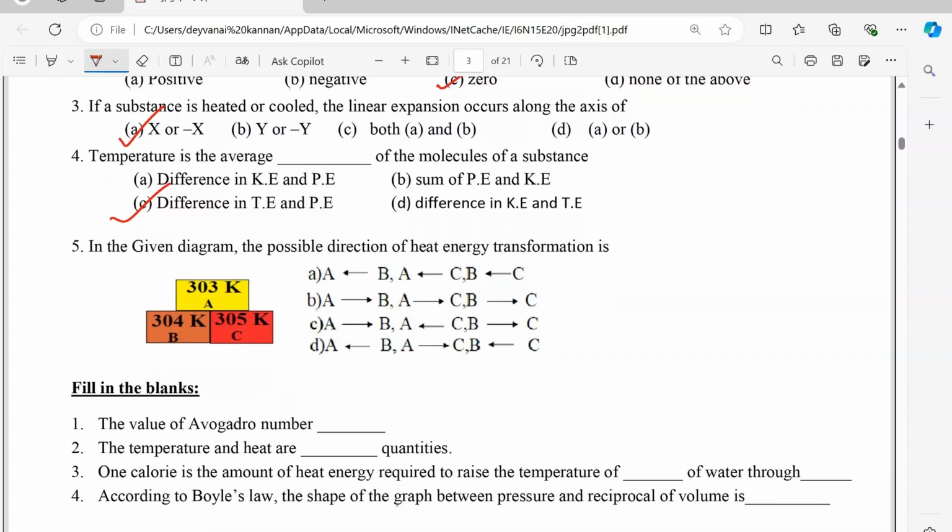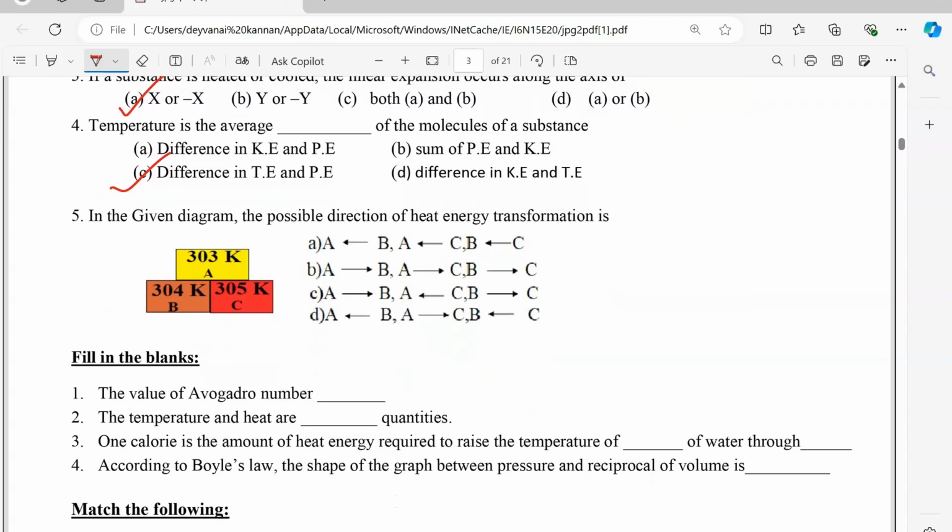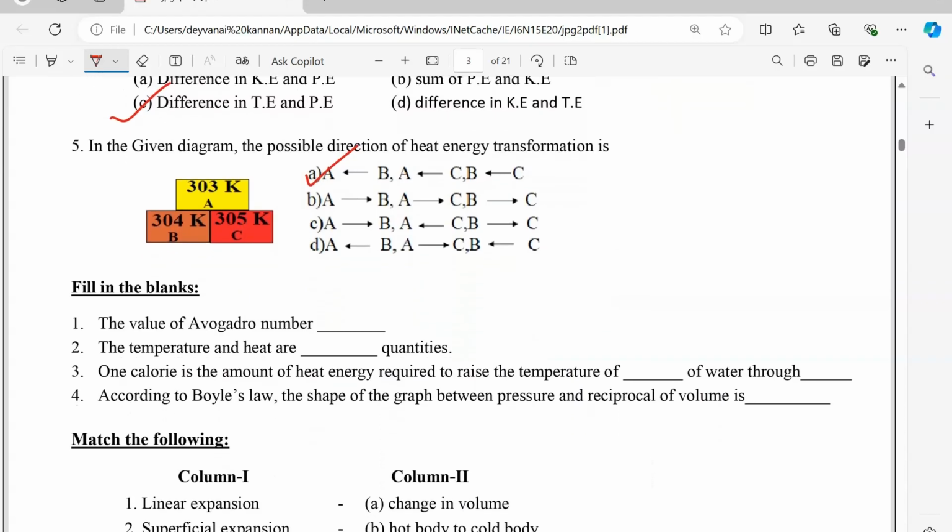In the given diagram, the possible directions of heat energy transformation are A to B, A to C, B to C, B to A, C to A, C to B. The value of Avogadro number is 6.023 into 10 to the power of 23 per mole. The temperature and heat are dash quantities. Scalar.